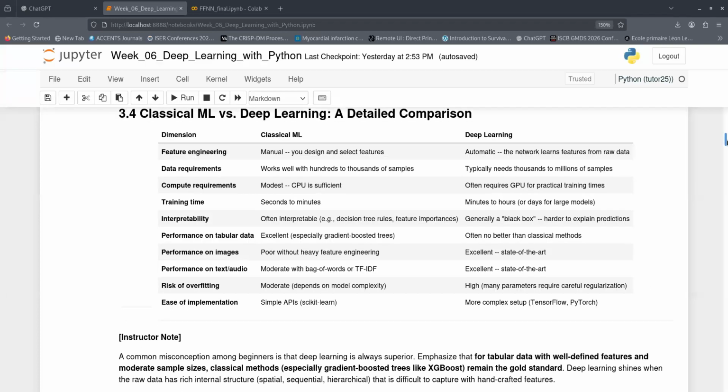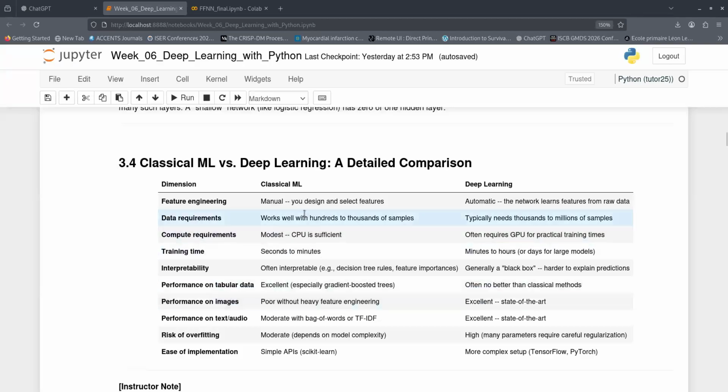So this is now, you can just go and read it, the classical machine learning versus the deep learning. This is the comparison. So this is all that we have said before, right? So in terms of feature engineering, in classical machine learning, we do it manually. So you design and select your features. You can even say, okay, instead of 8 features, I just need 6 features. I just need 4 features.